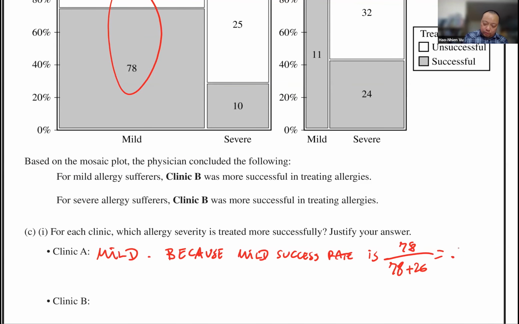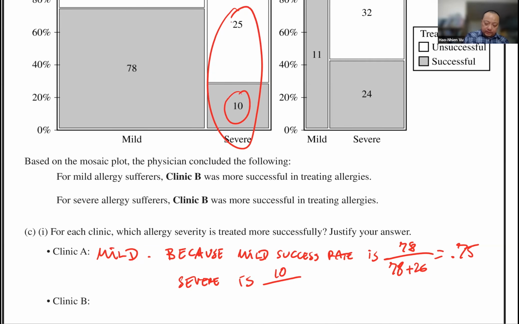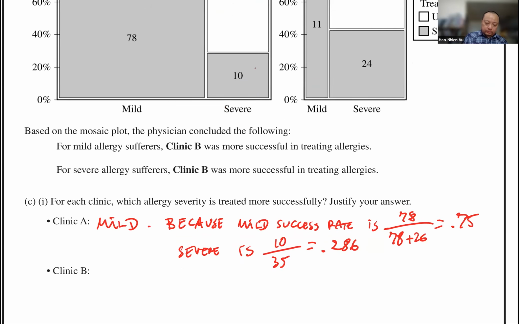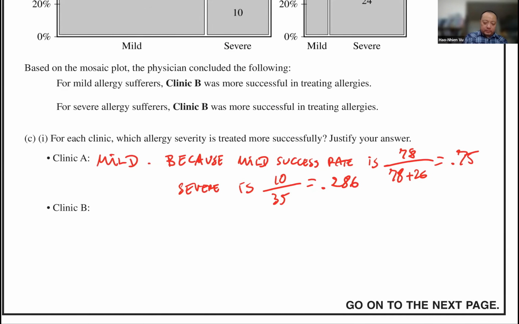And that works out to 0.75, whereas the severe success rate is 10 out of 35, which is 0.286. Clinic B, also mild.